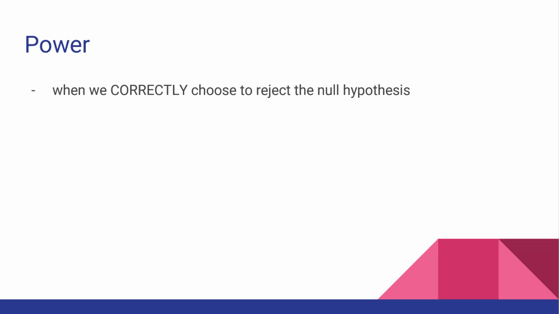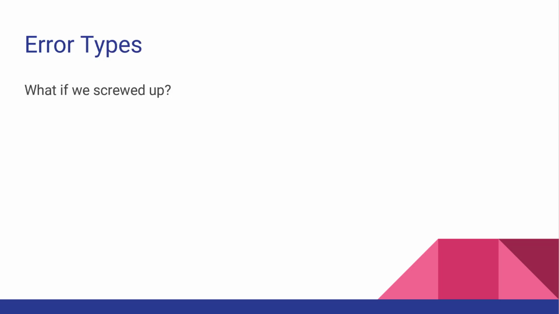So here we have made a correct decision, because the true population proportion is actually not 30%, and that gives us power. When we correctly choose to reject the null hypothesis, we have given ourselves power. Power is what happens when you make the right decision. What happens if you make the wrong decision?